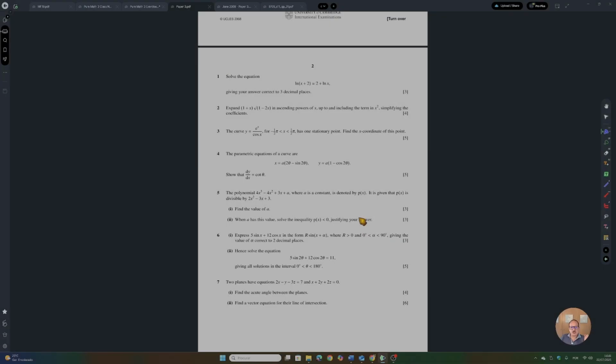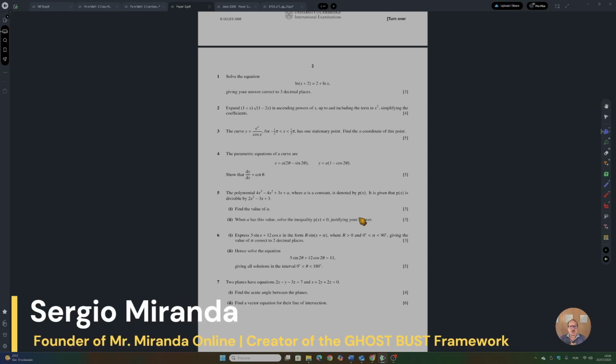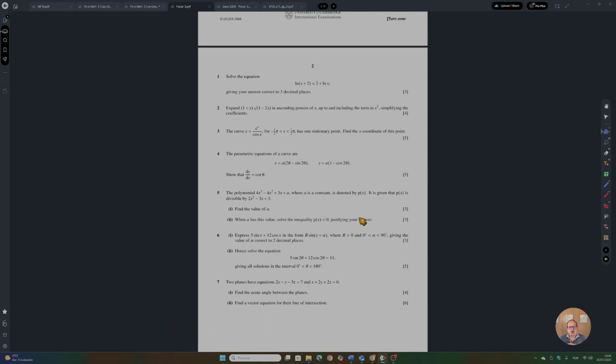These exam questions about binomial expansion just come to show that sometimes the fact that you are solving an exam question does not mean that you are solving a hard question. Just look at this question 2. This is from an October-November paper from 2008. It says, expand (1 plus x) times the square root of 1 minus 2x, in ascending powers of x, up to and including the term in x squared, simplifying the coefficients. And you have 4 points for this question.